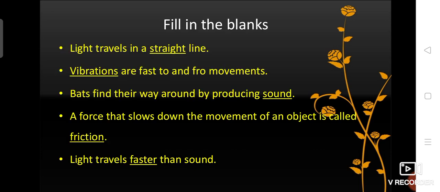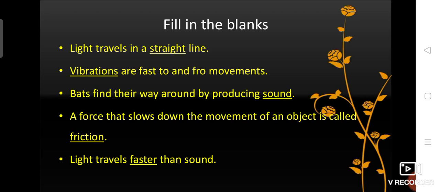Okay, the next topic is fill in the blanks. It's a very common thing we already discussed in our lesson. Light travels in a straight line. Vibration is fast to and fro movements. Vibration is something related with sound, I told, isn't it? That is called vibration. Bats find their way around by producing sound. Here it represents a bat. They will find their way by producing sounds.